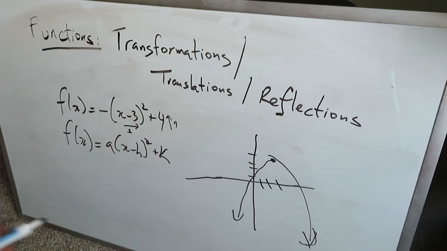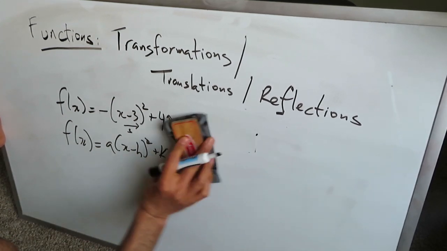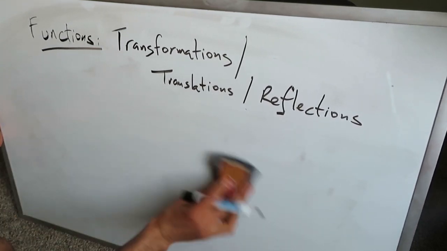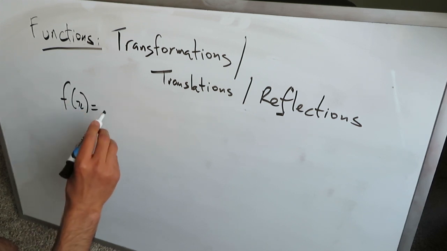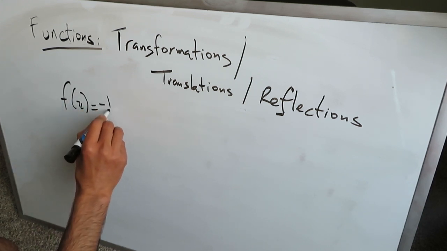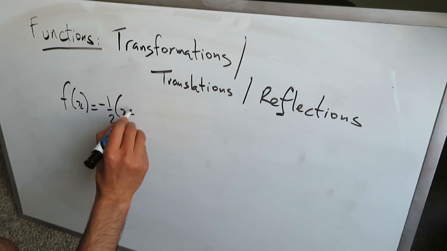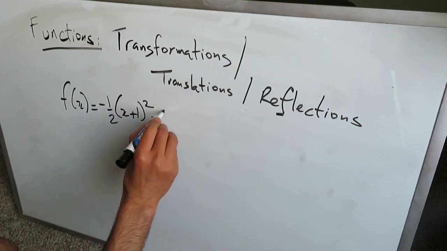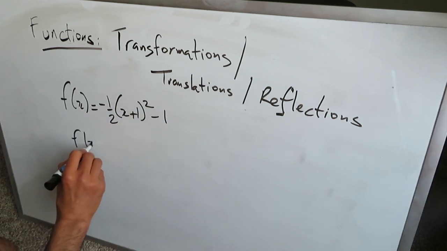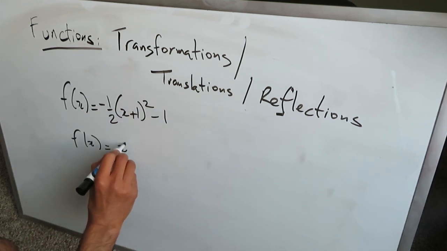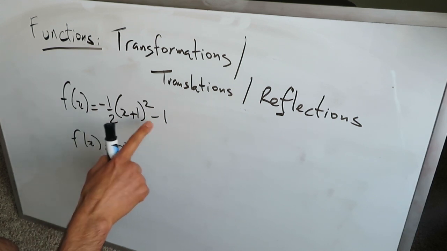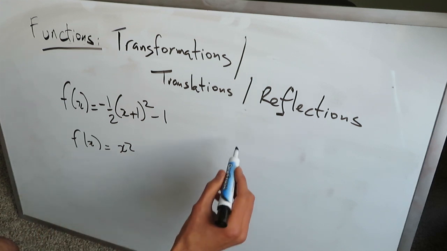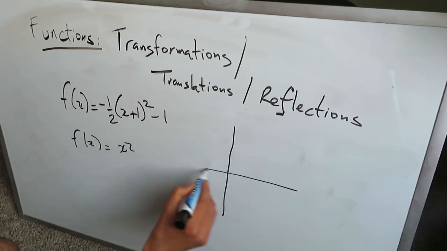Lastly, we'll look at one more example. f(x) = -1/2 (x - 1)², I should make that (x + 1)², minus 1. We know our basic parabola is x². Well, here we know we have a change in the coefficient, a change in the sign, a horizontal shift, and a vertical shift. All we have to do is just picture it and then draw it.